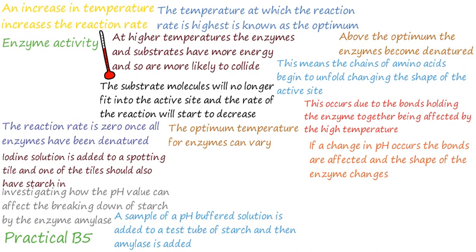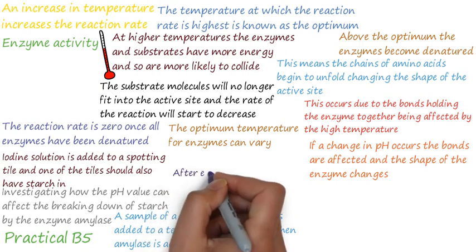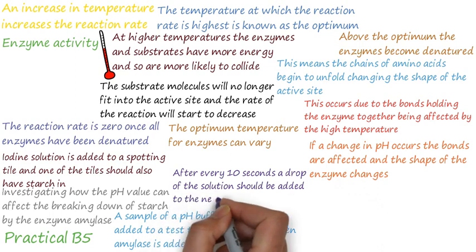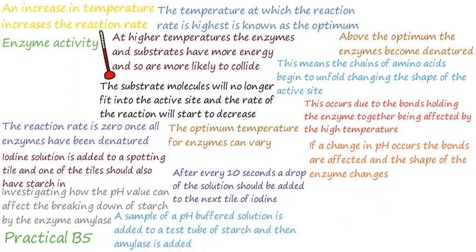Then, once all the test tubes have reached the same temperature, a sample of one of the pH buffered solutions is added to one of the test tubes of starch. Once stirred, amylase can also be added. At the same time, the stopwatch should start. After every 10 seconds have passed, a drop of the solution should be added to the next tile of iodine.